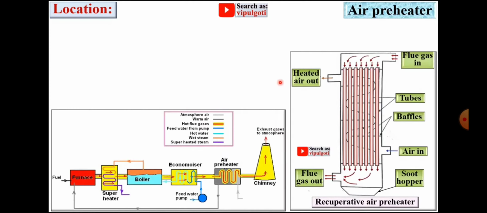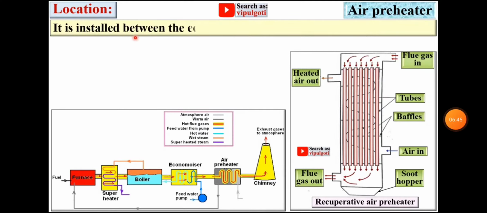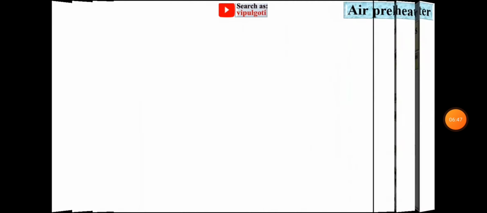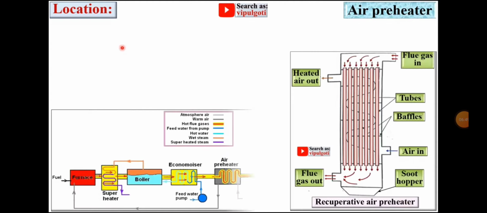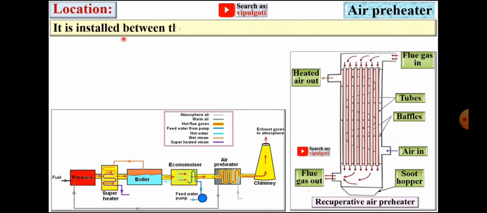Now the location of the air preheater. It is installed between the economizer and the chimney. Here you can see, between the economizer and the chimney.